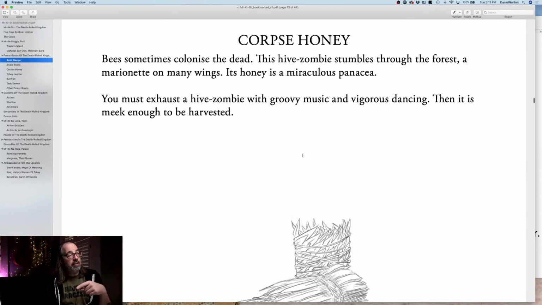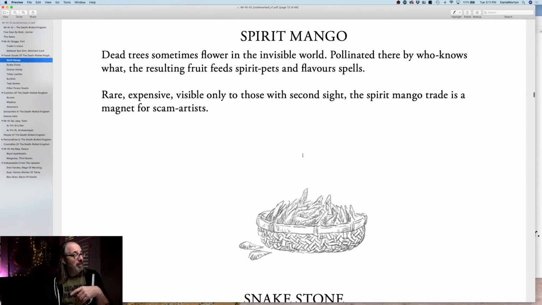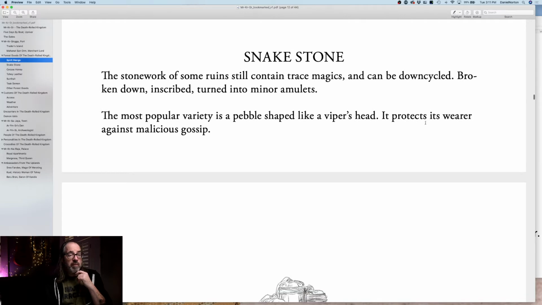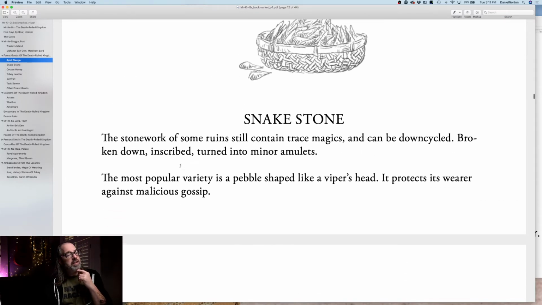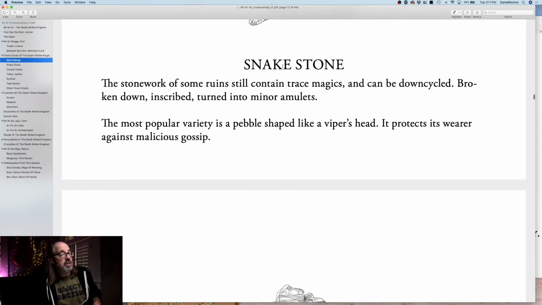There's also this leather. One of the silliest things, which is maybe, I don't know if I want to do this or not, but I think I might. Hold on a second though. Snakestone, stonework of some ruins still contain trace magics and can be downcycled, broken down, inscribed, torn into minor amulets. Those popularized pebble-shaped viper's head, it protects the wearer against. Oh, this is interesting. Okay, this is good. So this is snake stones.